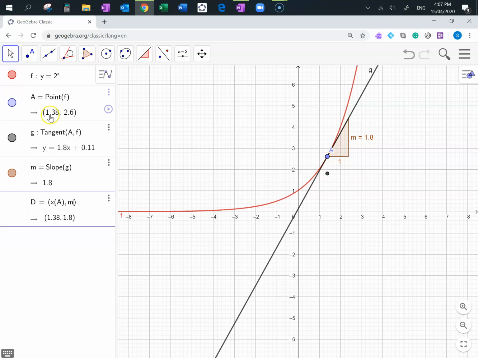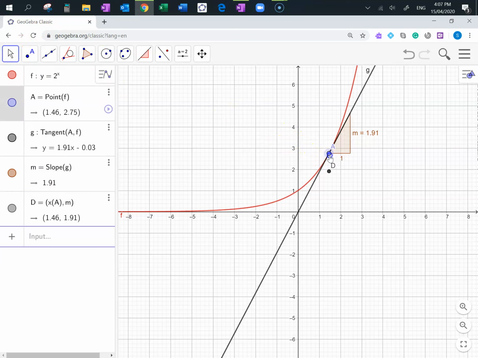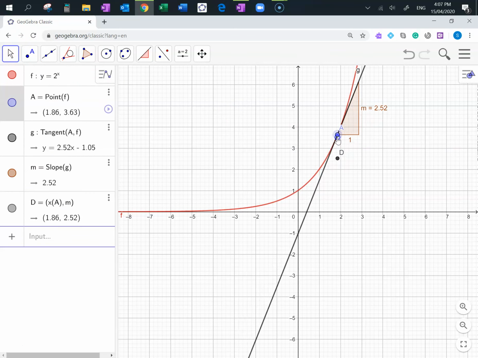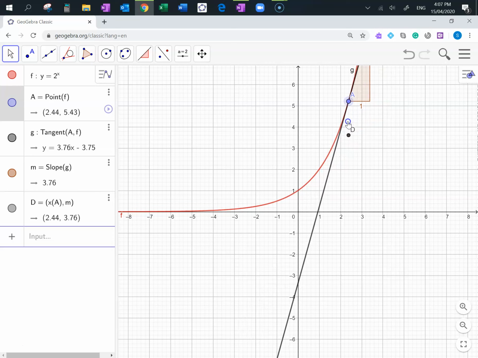A has the coordinates 1.38 and 2.6. So when x is 1.38, the y value is 2.6. That's the point A. Point D down over here has an x coordinate of 1.38, just like the point A. But this 1.8 is the gradient of the curve at that point A. Now, I'm going to move this point along the curve, and we're going to see that the gradient, that point D, is going to shift as well.